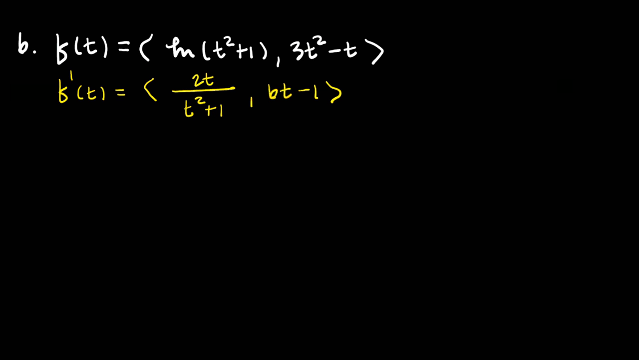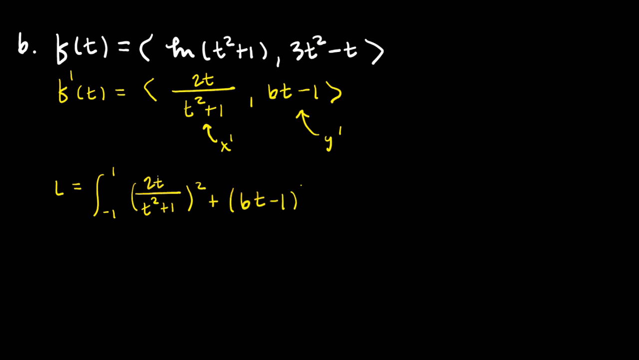Okay. I'm finding the length of the curve from t equals -1 to t equals 1. Okay, so the length of the curve is going to be, all right, if this is x prime of t, and that's y prime of t, we're going to be taking x prime of t squared plus y prime of t squared and taking the square root of that and integrating it from -1 to 1. So this length is going to equal the integral from -1 to 1 of the square root of (2t over t squared plus 1) squared plus (6t minus 1) squared, integrated with respect to t.